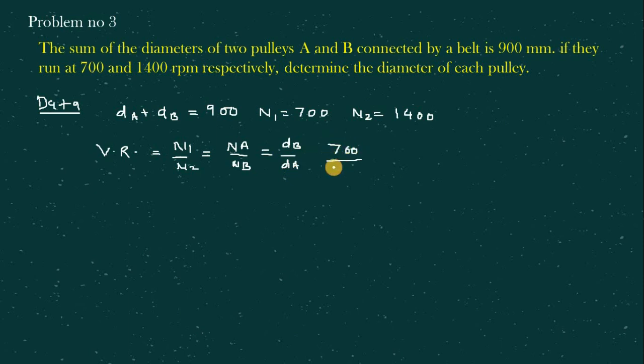So it is 700 divided by 1400, which is equal to dB by dA. This will be 1 by 2. So hence now dA will become twice the dB. Let's say that this is equation number 1.